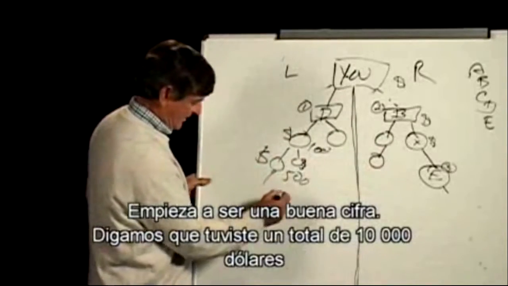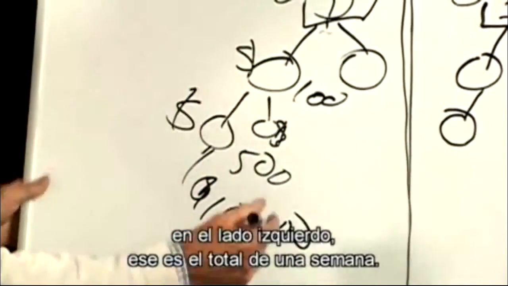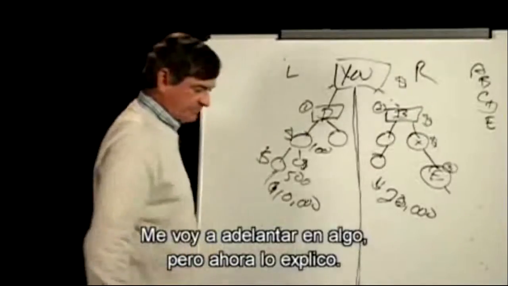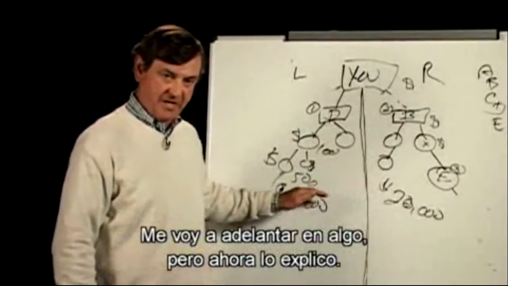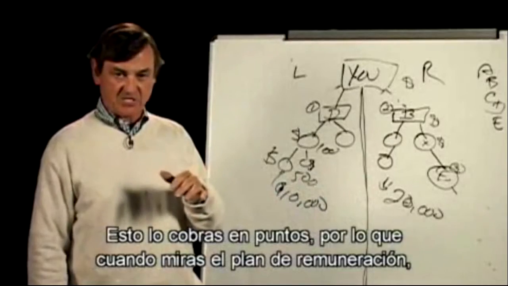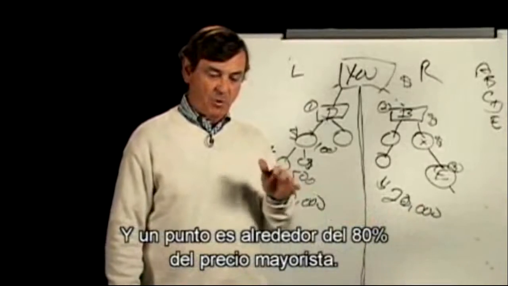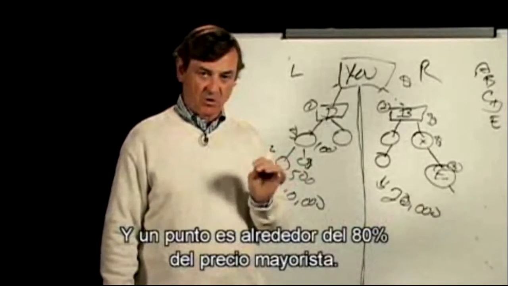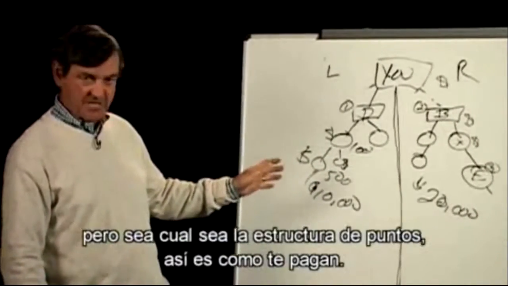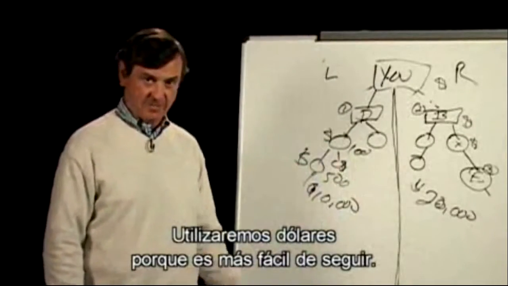And let's say that you had a total of $10,000 on the left side, everything added up for the week, and you had $20,000 on the right side. Now, I'm going to jump a step ahead, but let me define it. You're actually paid on points. So when you look at the comp plan and the explanation, it's going to say when you have 10,000 points and 20,000 points. And a point is about 80% of the wholesale price. I'm going to use dollars just to keep this simple, but it's basically whatever the point structure is, that's what you get paid on. But we use dollars because it's a little easier to follow.